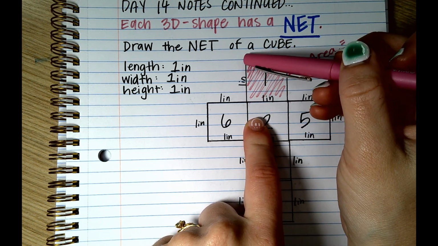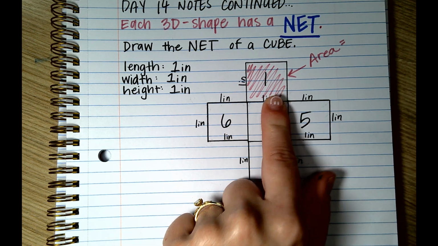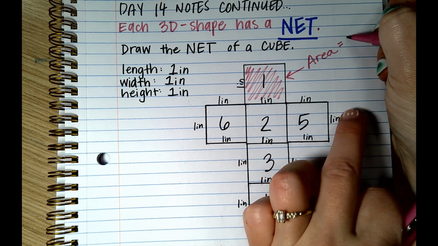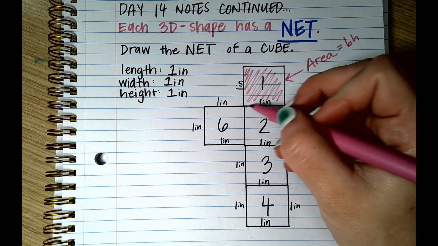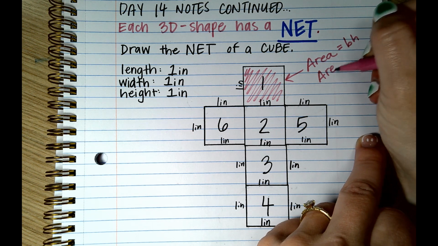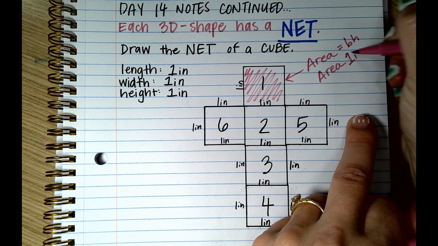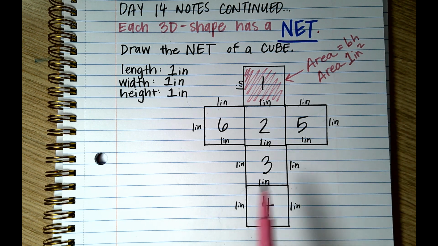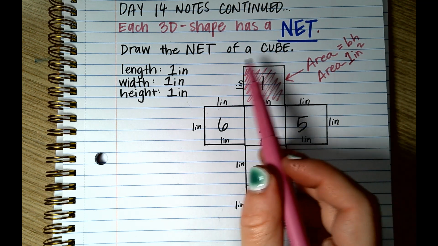1 times 1. Base times height. That's all it is. This one little square is two-dimensional, so we can find an area that way. Area is base times height. So the base is 1, the height is 1. My area would be 1 inch squared, because 1 times 1 is 1. Okay, this is 1 square inch.